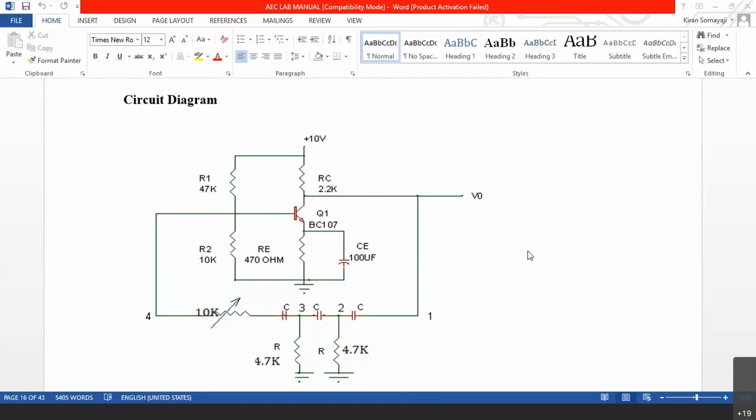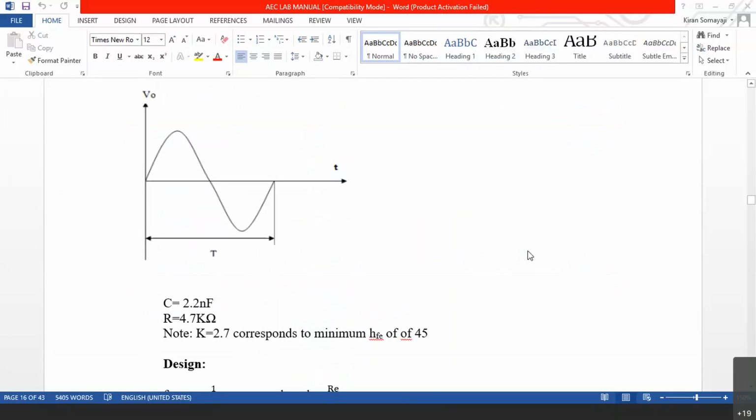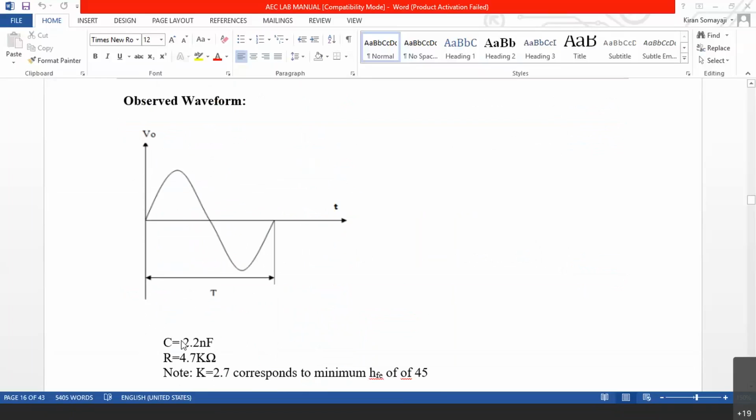Otherwise, you have already understood the basics now. Let me go to the design part now. This is the observed waveform. We will choose capacitance as 2.2 nanofarad, and resistance as 4.7 kilo ohms.